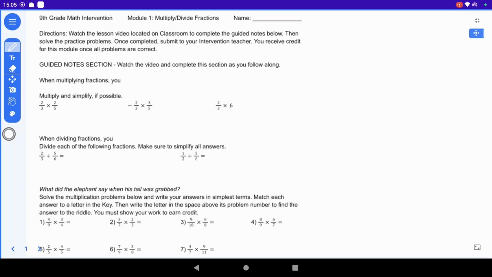So in this section you're going to watch the video, record the guided notes as I go through them, and then once you've completed the video you're going to work on the rest of the worksheet on your own.